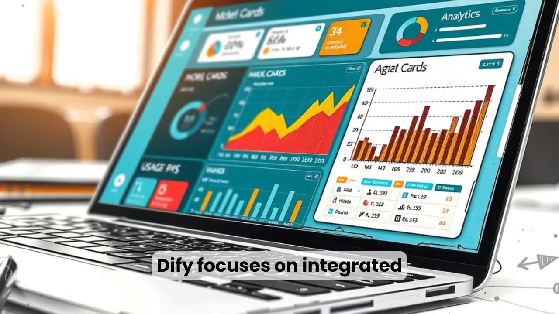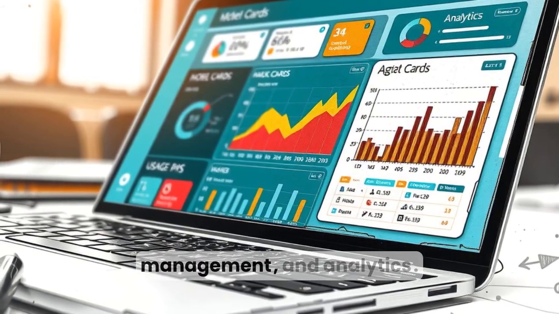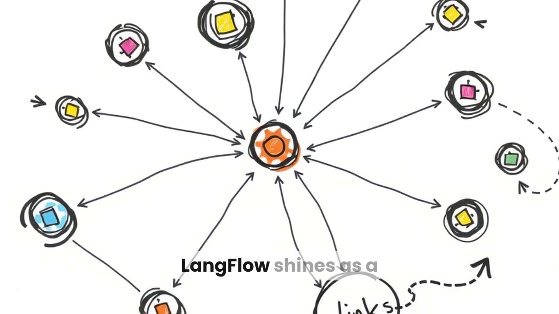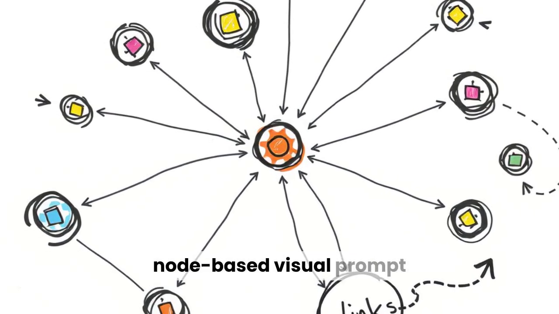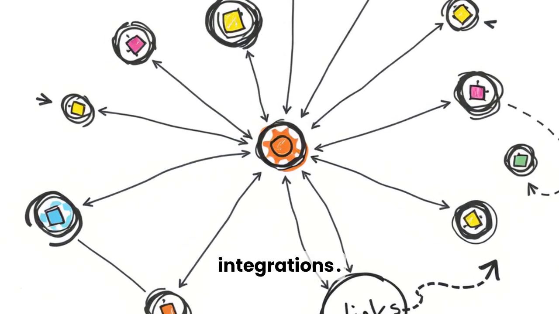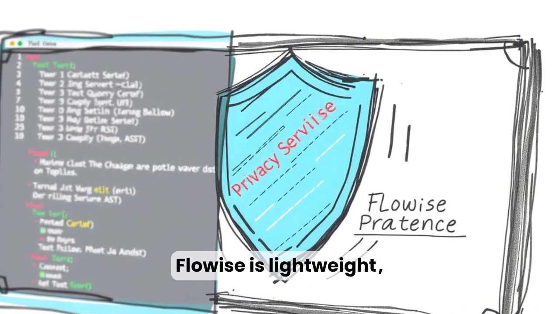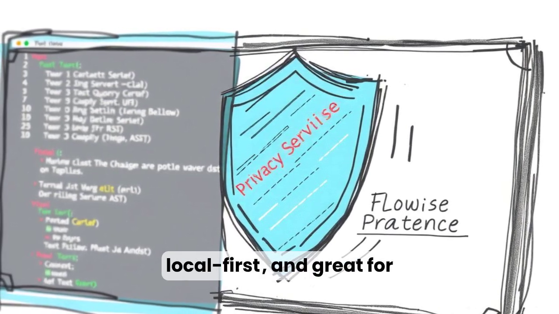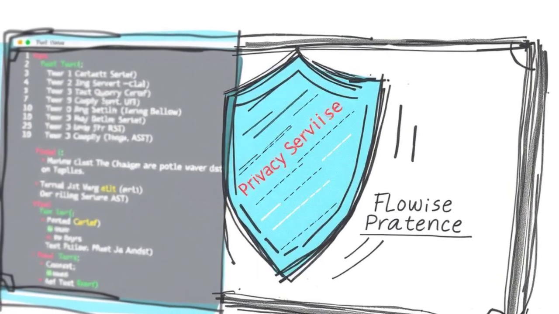Dify focuses on integrated tool chains, hosted model management, and analytics. LangFlow shines as a node-based visual prompt builder with extensible integrations. Flowise is lightweight, local-first, and great for self-hosted flow experiments.